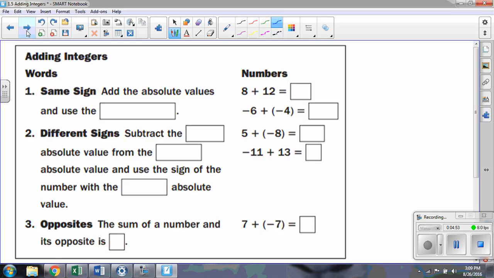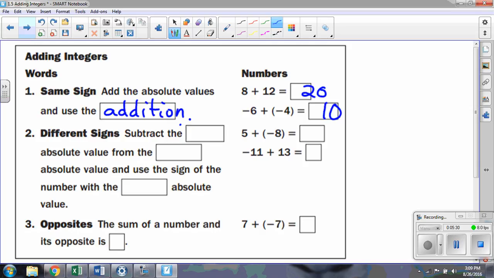All right, so developing this rule, or perhaps checking your memory based on them. When we have the same sign, such as positive 8 plus positive 12, what are we supposed to do with the numbers? We've got to add. When the signs are the same, like 8 and 12, we add them to get 20. Same thing, negative 6 plus negative 4. The signs are both negative, so we have to add. 6 plus 4 gives us 10.